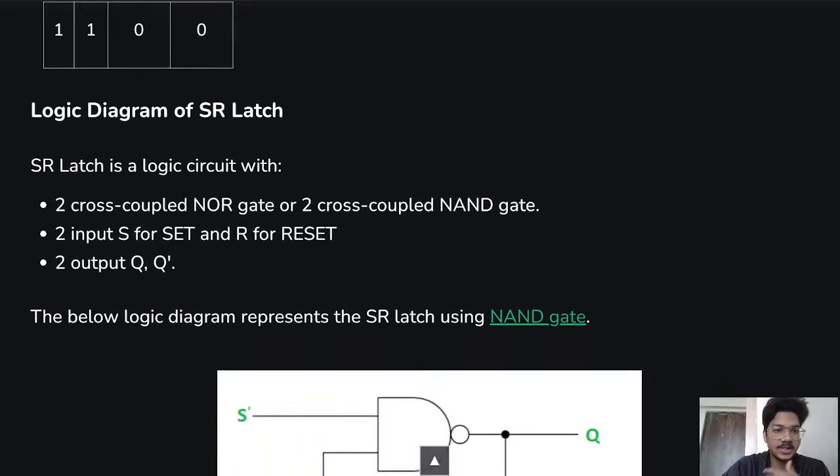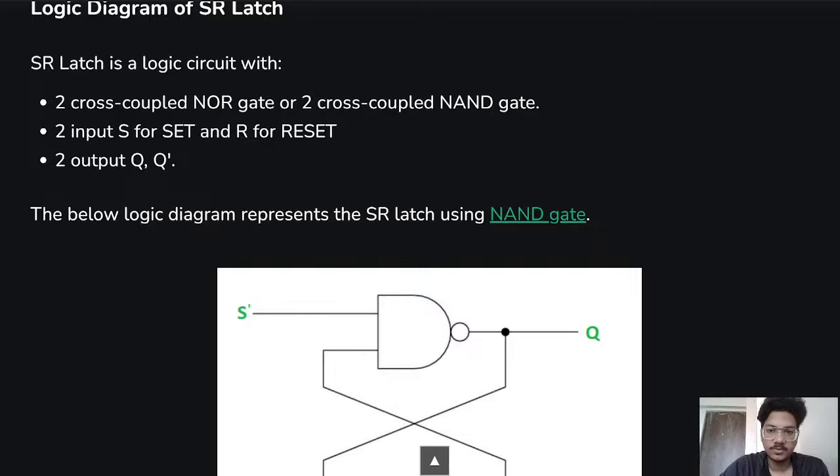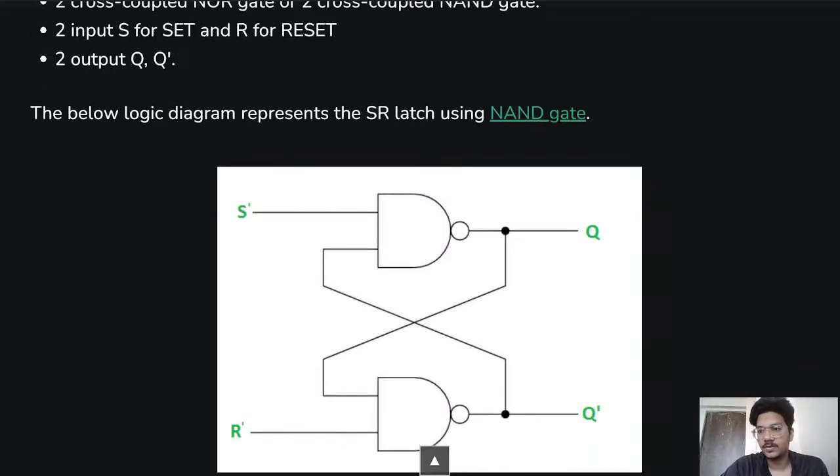As a logic diagram, what is a logic diagram? A latch of the logic circuit uses two cross-coupled NOR gates or two cross-coupled NAND gates. So how do we do it? Simply NAND gate, NAND gate. S dash, R dash. The cross connection is on the input side and this is on the other side.